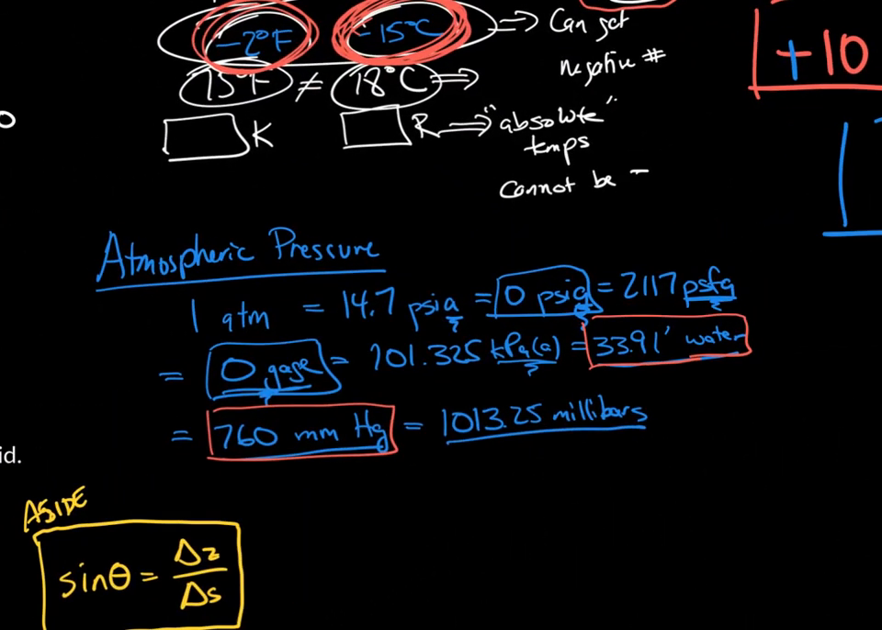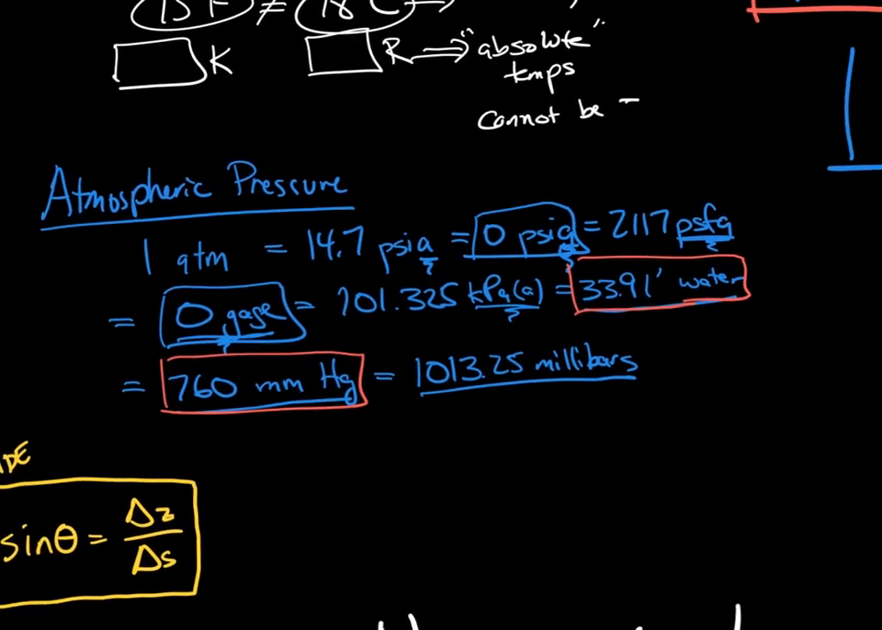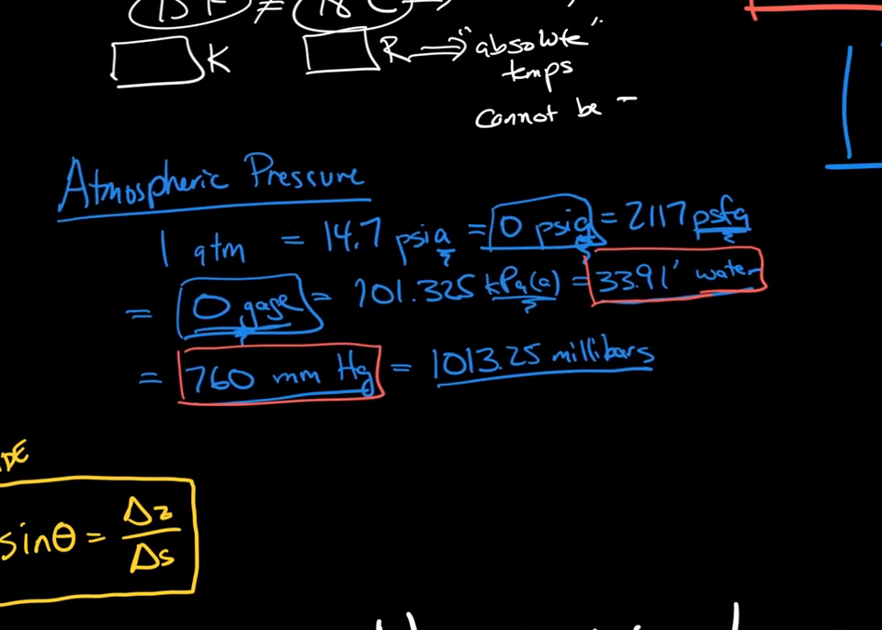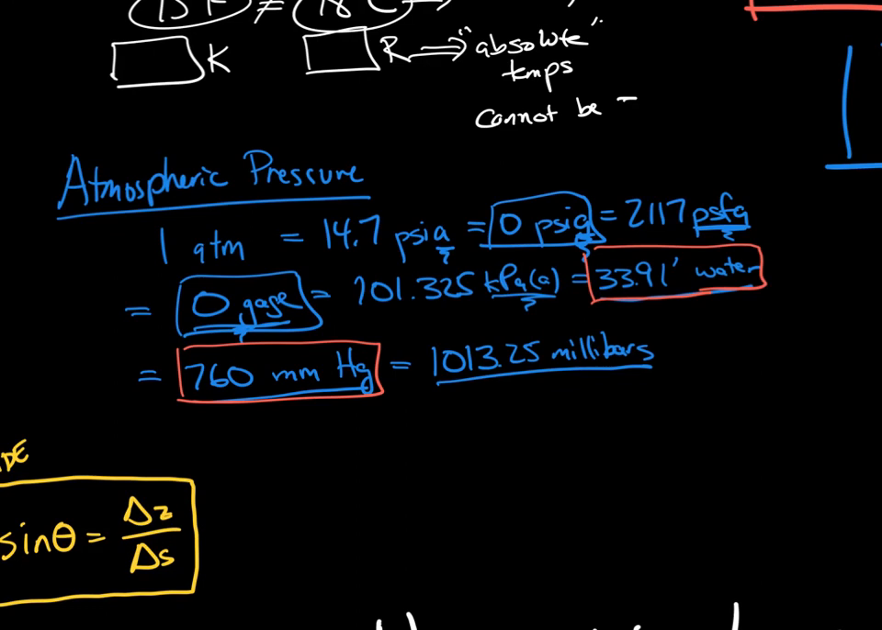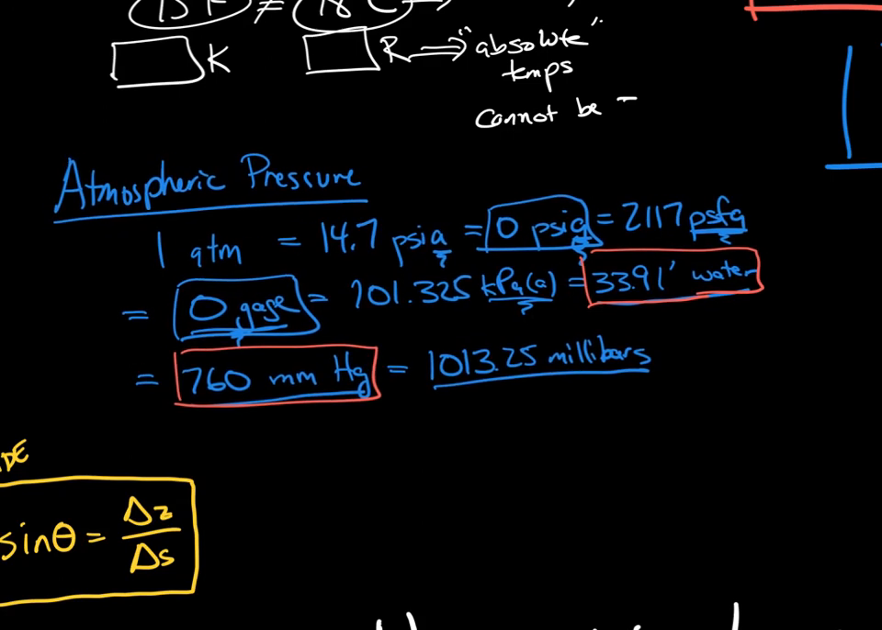So these two red boxes, 33.91 feet of water, or 760 millimeters of mercury. We're basically trying to think of things that aren't naturally expressed as units of length, but we're expressing them as units of length because of this hydrostatic law. So 760 millimeters of mercury is how far this pressure could drive mercury upwards. How far could it drive water upwards? 33.91 feet of water.